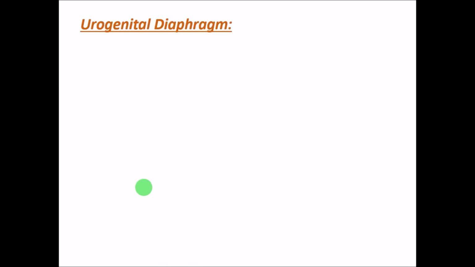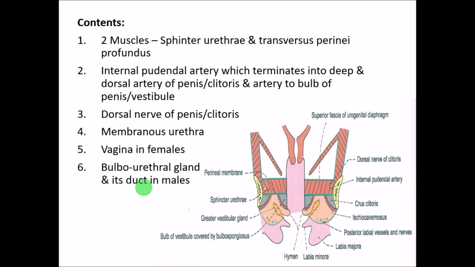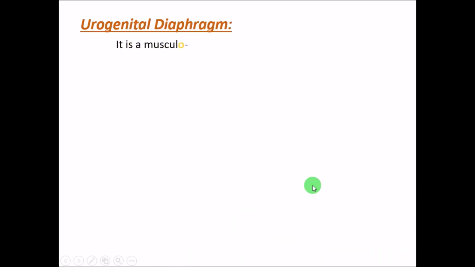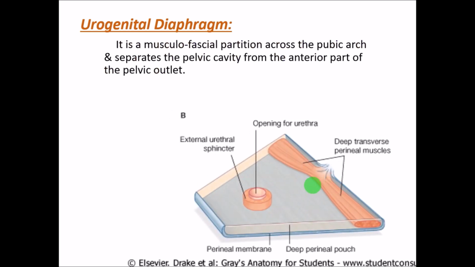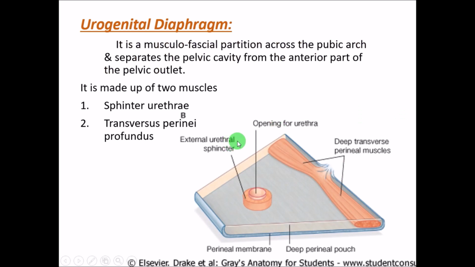Okay, now coming to the urogenital diaphragm. There is an important diaphragm here which is called the urogenital diaphragm. What is this urogenital diaphragm? It is nothing but the musculofascial partition across the pubic arch and separates the pelvic cavity from the anterior part of the pelvic outlet. So what is this? These are the same two muscles which we are discussing, sphincter urethrae as well as the transverse perineum profundus, which are the contents of the deep perineal pouch.